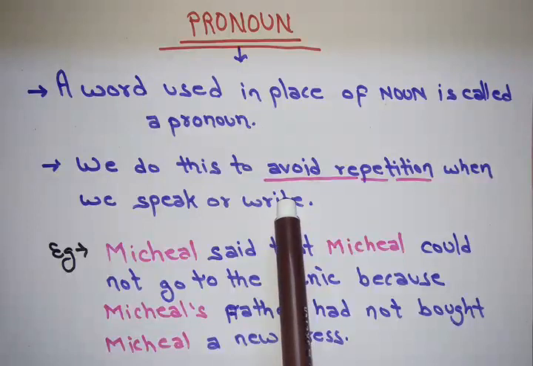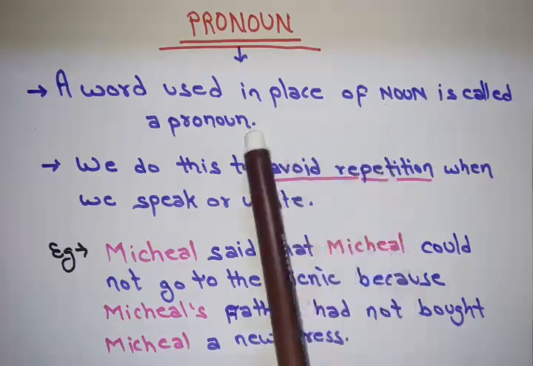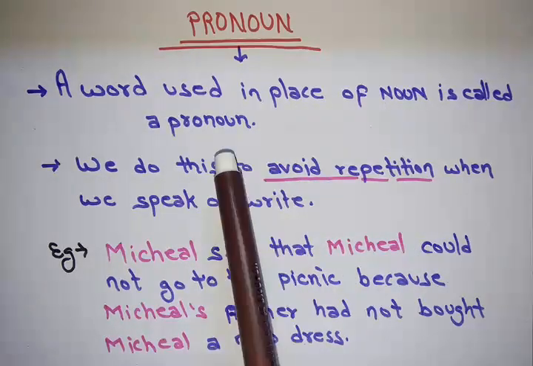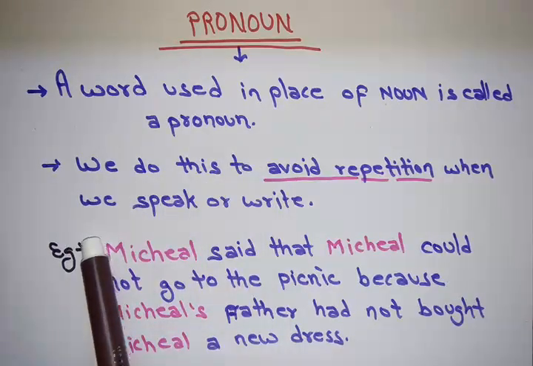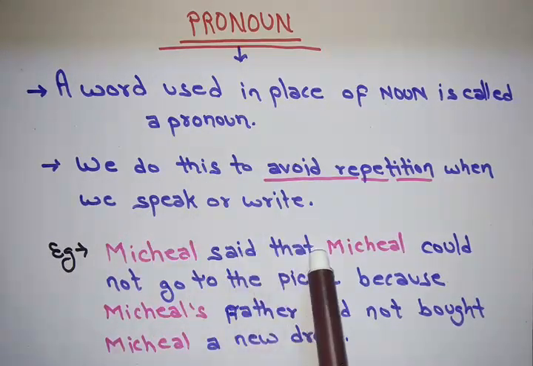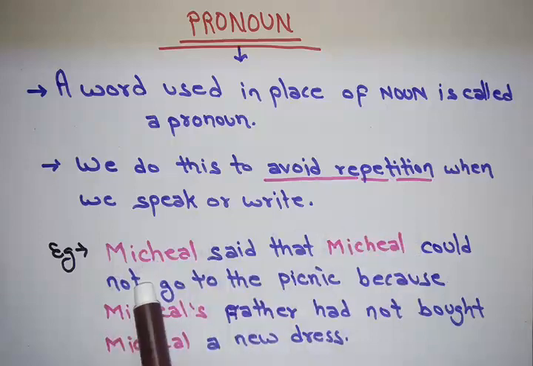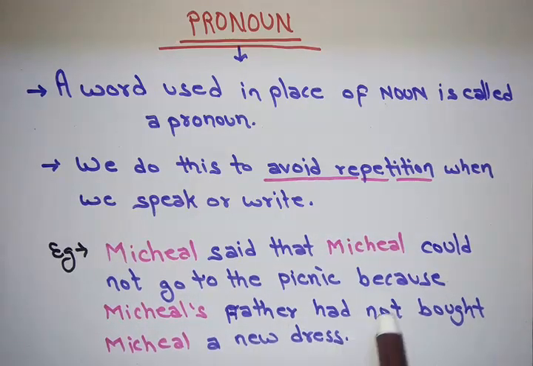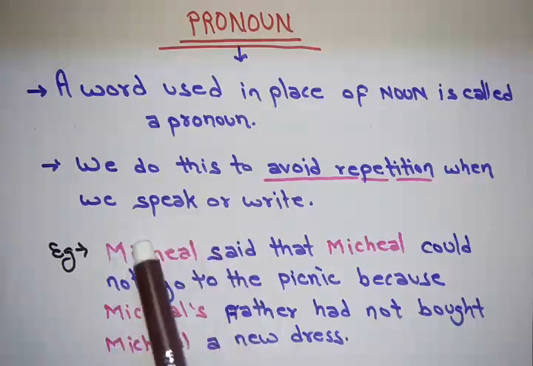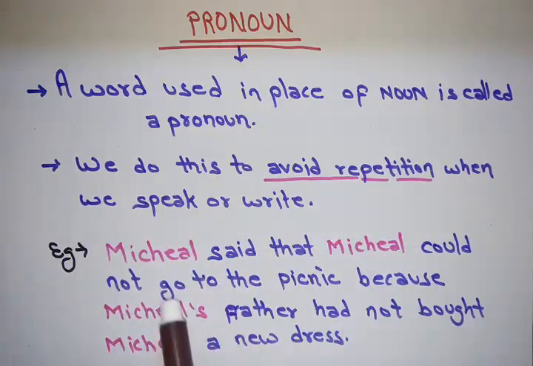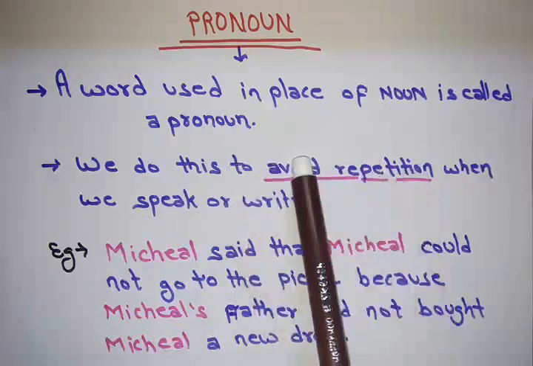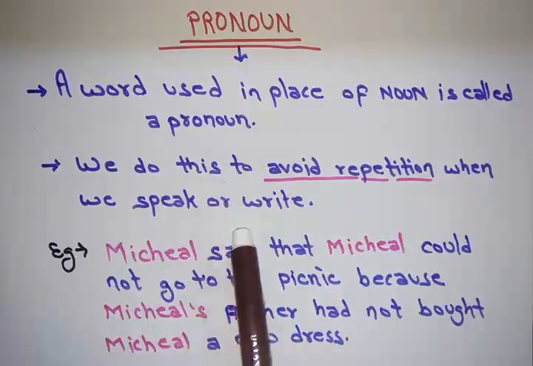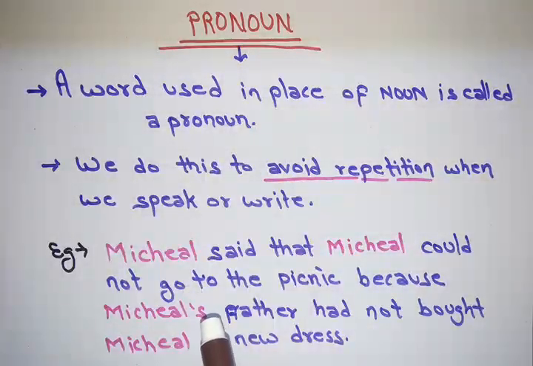when we speak or write, so you can easily understand when introduced to such a sentence. For example, Michael said that Michael could not go to the picnic because Michael's father had not bought Michael a new dress. So here Michael repeats again and again, so we avoid the repetition of the noun.